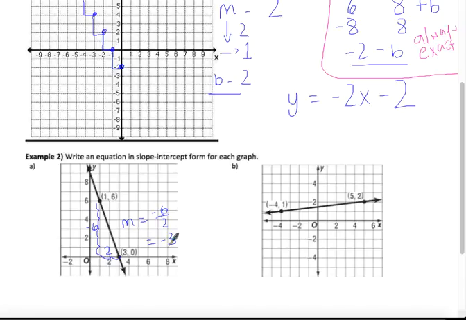So if I continue counting, now I'll count up and to the left. If I go up 3, 1, 2, 3, and over 1, then I land on my y-intercept, right? So I get b equals 9. So the equation for this line is y equals negative 3x plus 9.